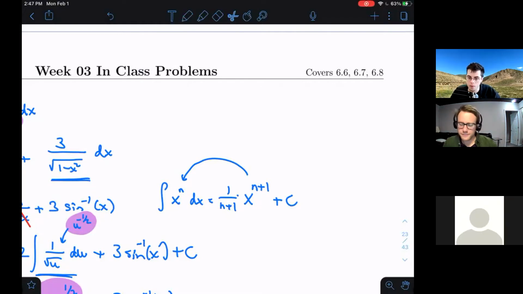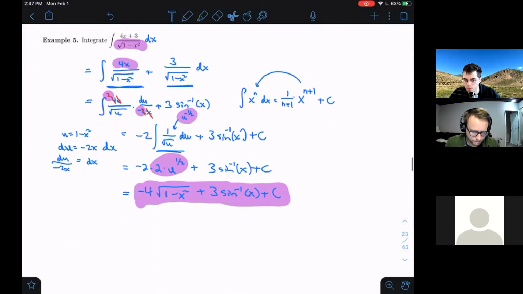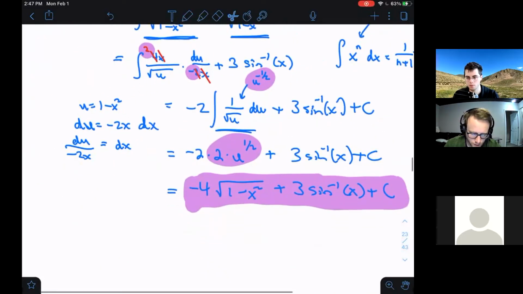Hey, I just have a quick question. So for the last problem, for example 5, when you're at that -2 times the integral of 1 over square root of u, could you just plug back in 1 minus x squared, and that integral is the inverse sine of x? Could you just do that and then multiply the -2 afterwards? Yeah, that should work out.